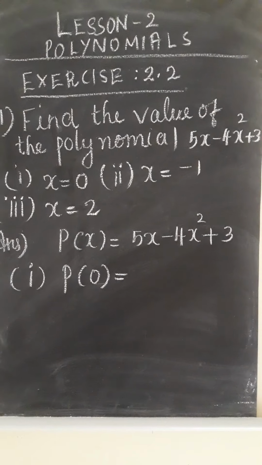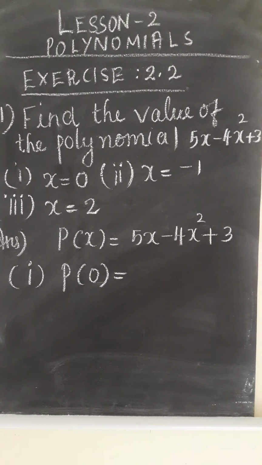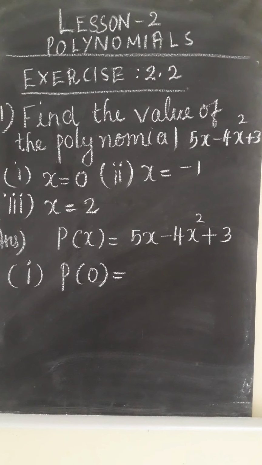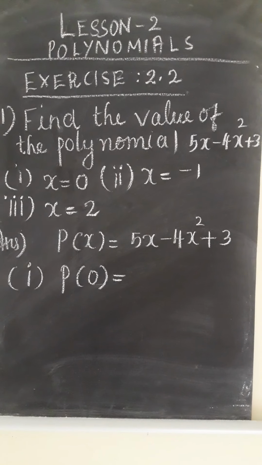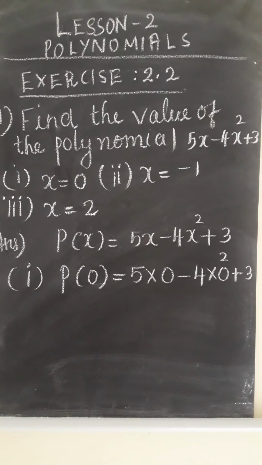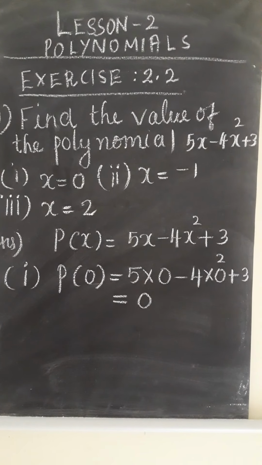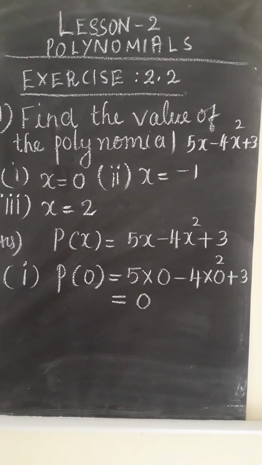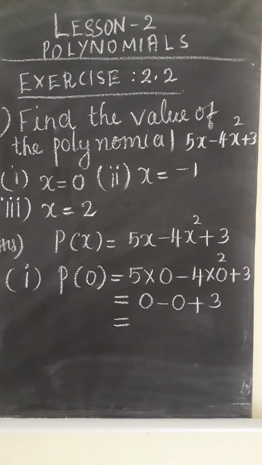So the first question, p of 0. How to calculate? All the x you replace with the given value. That means 5 into 0 minus 4 into 0 square plus 3. After that, you calculate 5 into 0, that is 0, minus 4 into 0 square, again it is 0, plus 3. So what is the final answer? The final answer is 3.